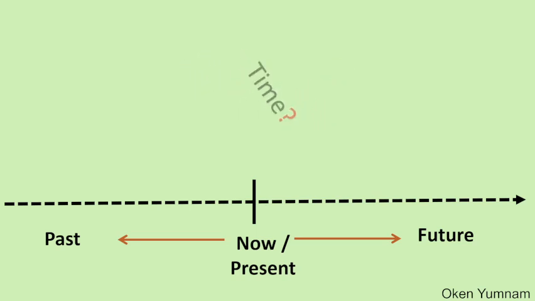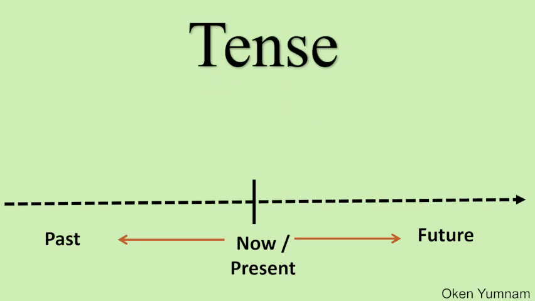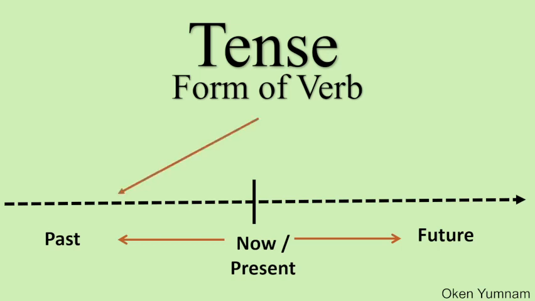But what about tense? Tense is related to time, but it's not time. Tense is the form of the verb, and using different forms of verbs we indicate whether it's in the past time, the present, or the future. So tense is not time, but it is the form of the verb through which we indicate different times.